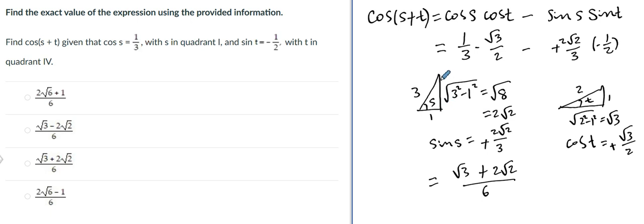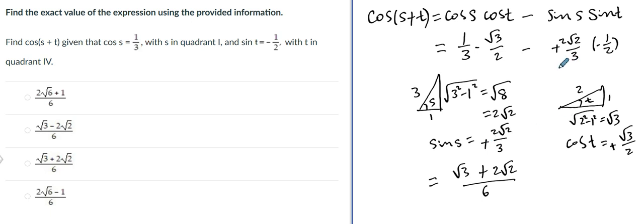Opposite side over hypotenuse is sine. So if cosine is 1/3, then sine will be 2 times radical 2 over 3. Again, sine s is positive because s is in quadrant 1. So from cosine s, we got sine s.